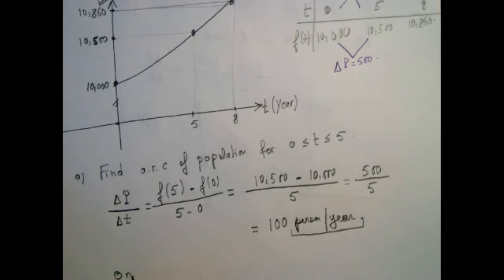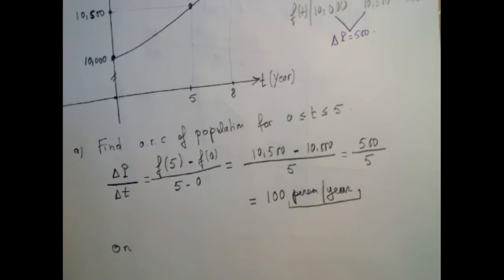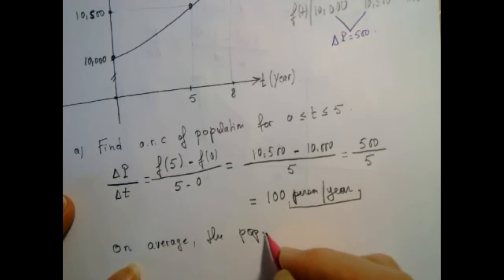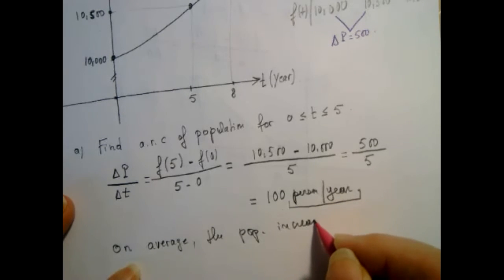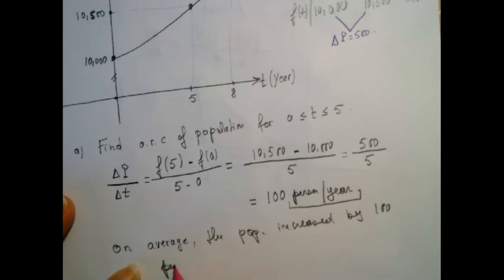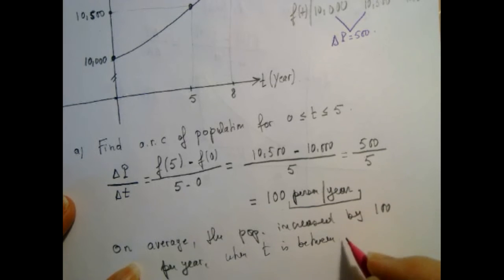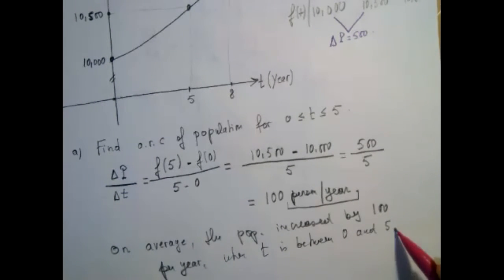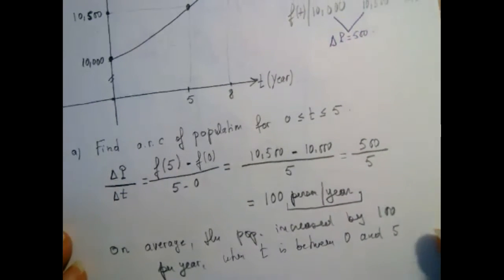So if I ask you to interpret your answer, what am I expecting you to tell me? To tell me that on average, the population increased by 100 per year when t is between 0 and 5 years. This means on average, that's how fast the population was changing.